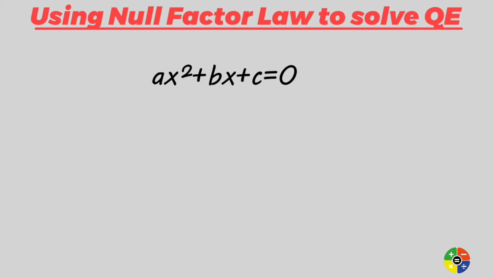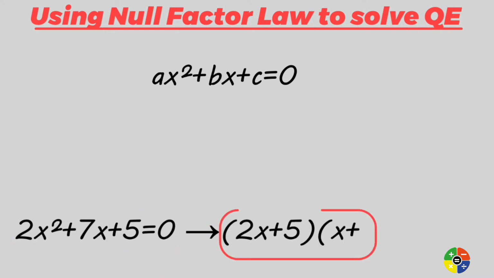The solutions of quadratic equations are the values of x for which the left-hand side is equal to 0, satisfying the equation. These values are called roots. In order to apply the Null factor law to solve quadratic equations, the quadratic equation needs to be in its factorized form. So, you should be able to factorize quadratic equations by expressing them as a product of their factors. For example, the quadratic equation 2x squared plus 7x plus 5 is equal to 0 can be factorized to (2x plus 5)(x plus 1).